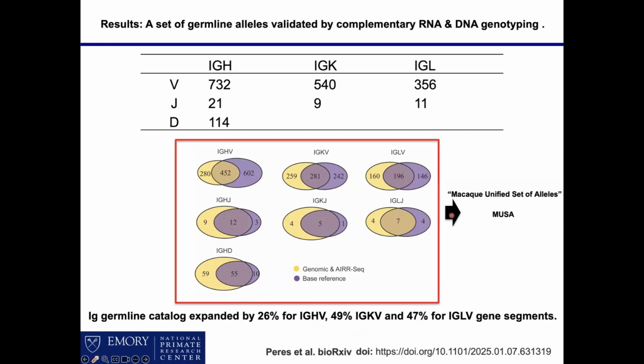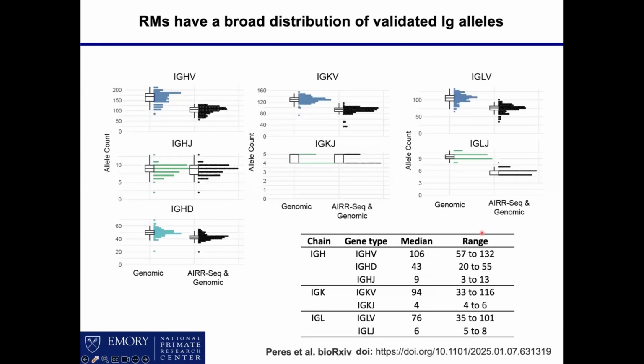And so all of this data compiled together, we call the Macaque unified set of alleles. If we asked what was the distribution of these alleles, what I'm showing here is the allele counts if we look at just the genomic DNA alleles that were pulled by the Digger algorithm compared to ones where we saw both in genomic and RNA. And you can see, as you'd expect, that this is a more restricted data set, so there are fewer alleles here.